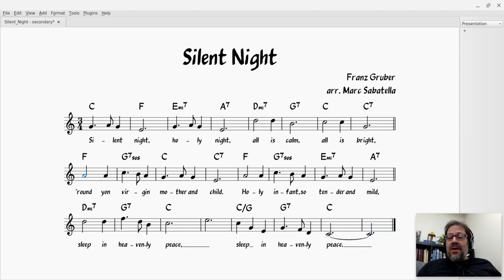All right, I played it all the way to the end so we could hear how much there is left to do, and it's actually very little. The only place where I don't have a new chord is on the second note of "peace." Right? I have "sleep in heavenly peace." When the peace goes up, there's no new chord.